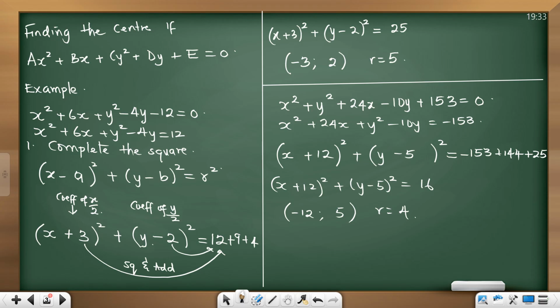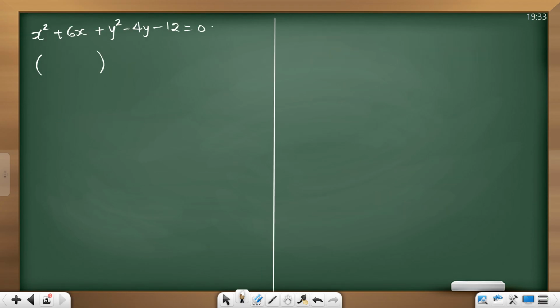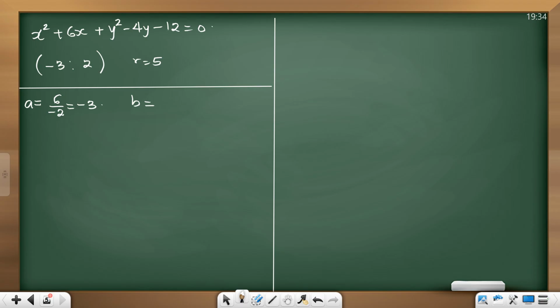Negative 3, 2, and 5, right? So this was what we got. We got negative 3, we got 2, and we got our r as 5. So let's use our second method. What did we say? A is the coefficient of x divided by what? Negative 2. Do you see that gives you your answer straight? What about b? The coefficient of y divided by what? Negative 2. That gives me 2 straight. What is r? My constant.